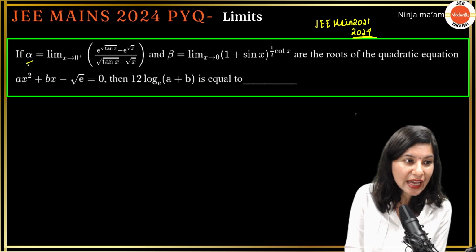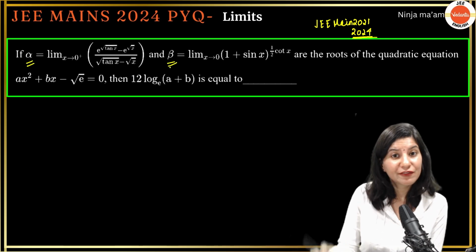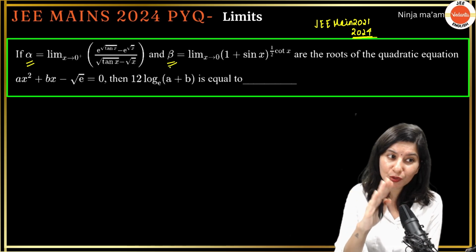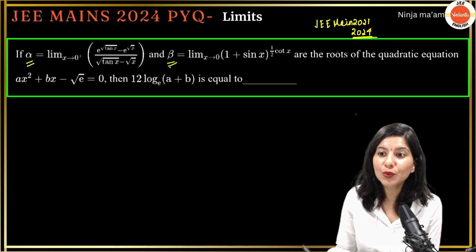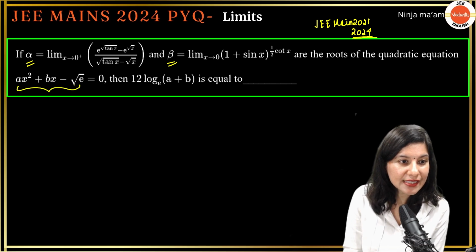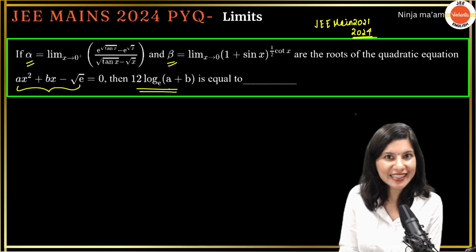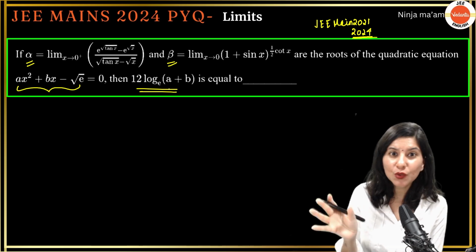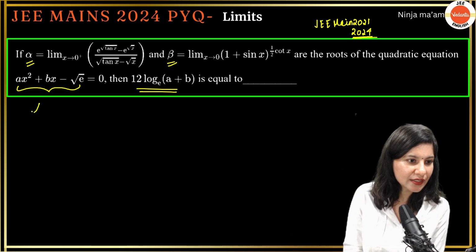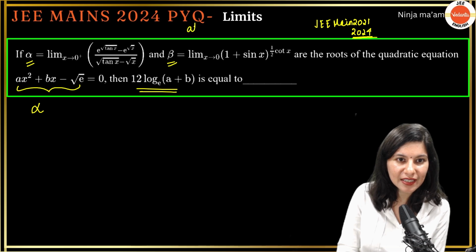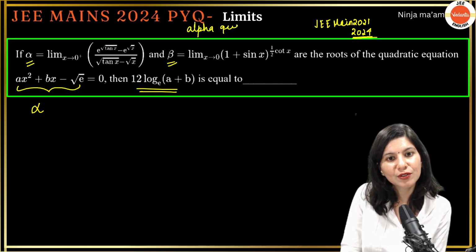They are giving alpha and beta, which you can get only if you solve these two different limits. Alpha and beta are the roots of this quadratic equation, and you are looking for this. So basically the question is all about getting two different limits, alpha and beta. Okay, very easy, not very difficult. This is an alpha question, I would say.